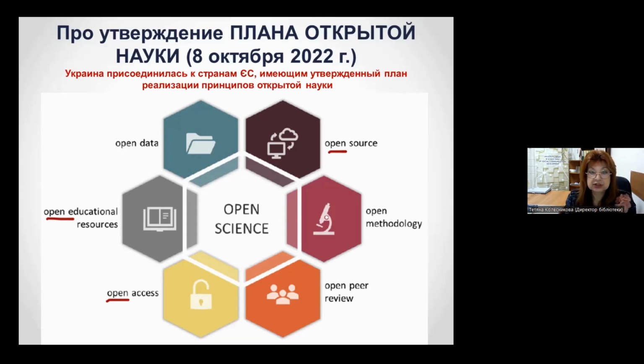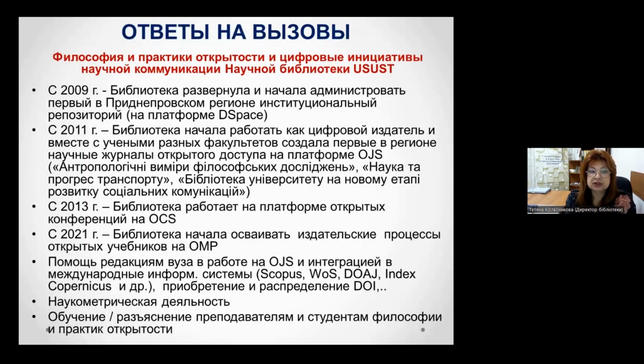Наши практики начались с 2009 года, когда мы запустили первый в Приднепровском регионе институциональный репозиторий на DSpace. С 2011 года мы стали работать как цифровой издатель и вместе с учеными разных факультетов создали первые в регионе научные журналы. Мы поддерживаем три журнала, два из которых, «Антропологічні виміри філософських досліджень», индексируются в Web of Science, а «Бібліотека університету на новому етапі розвитку соціальних комунікацій» индексируется в Scopus.